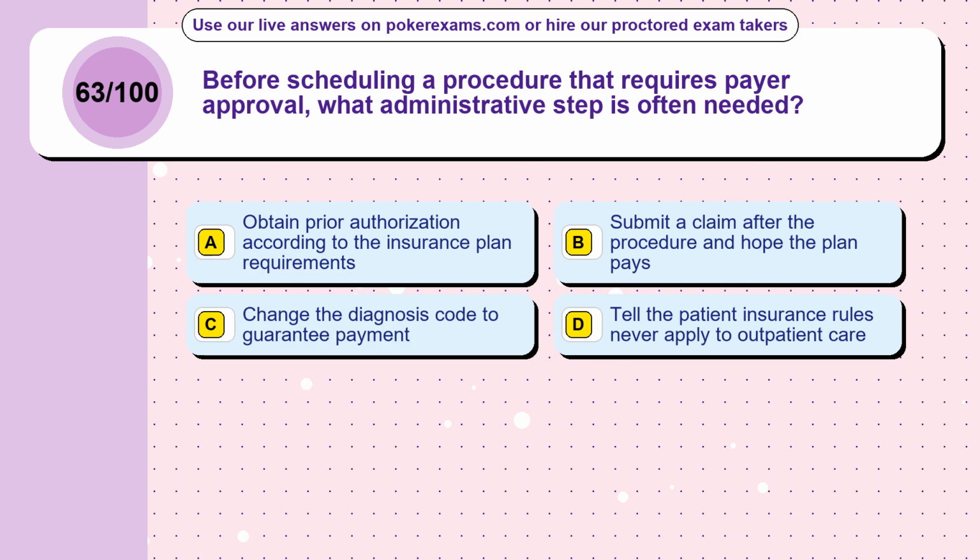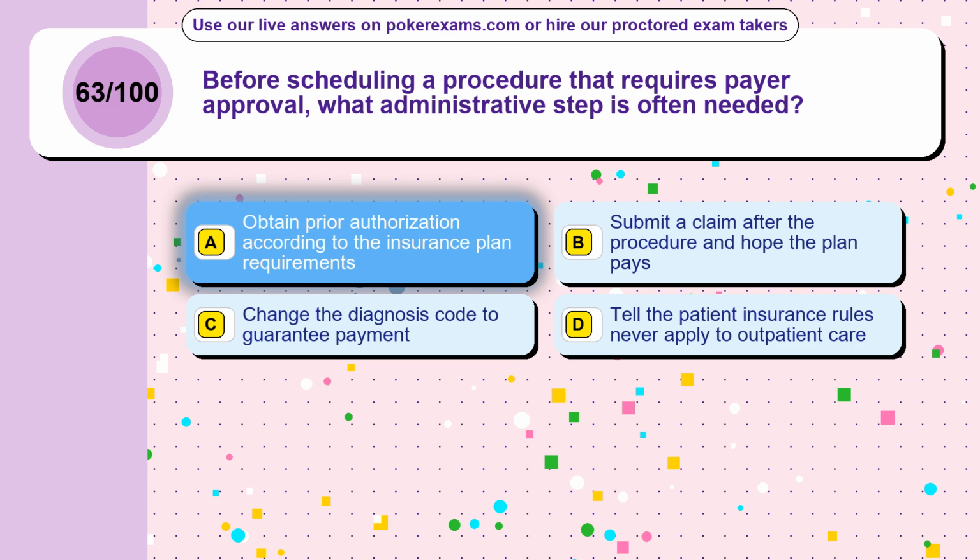Question 63. Before scheduling a procedure that requires payer approval, what administrative step is often needed? Option A. Obtain prior authorization according to the insurance plan requirements. Option B. Submit a claim after the procedure and hope the plan pays. Option C. Change the diagnosis code to guarantee payment. Option D. Tell the patient insurance rules never apply to outpatient care.